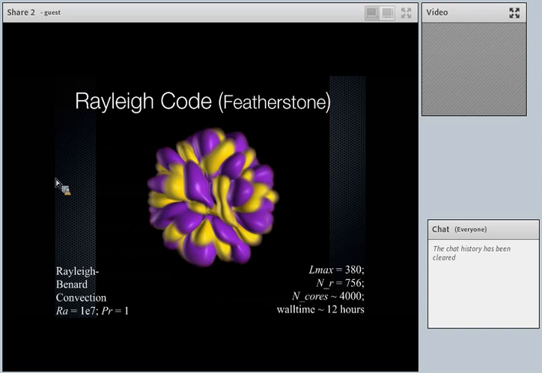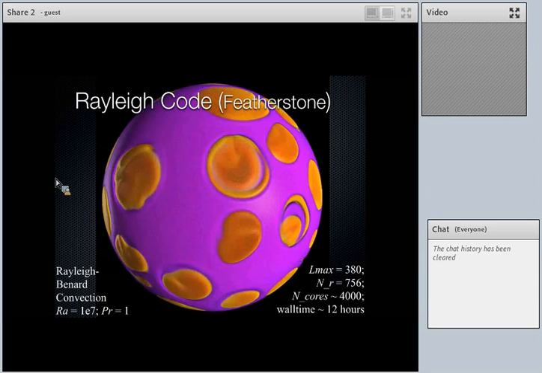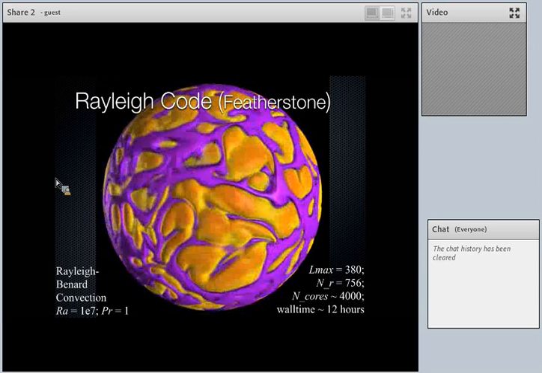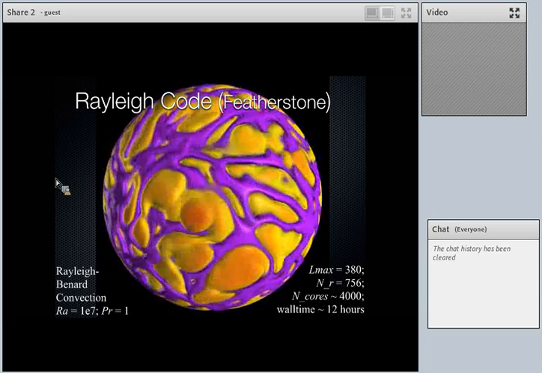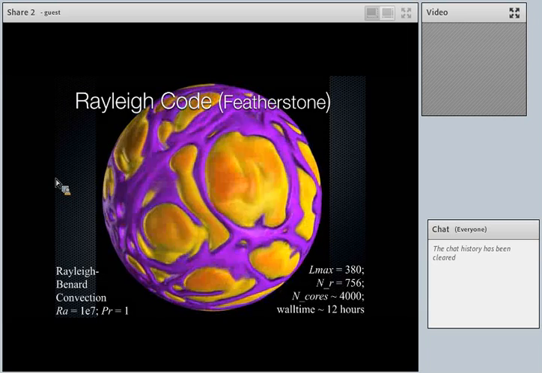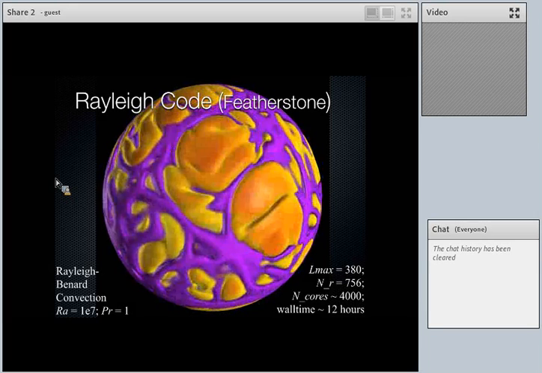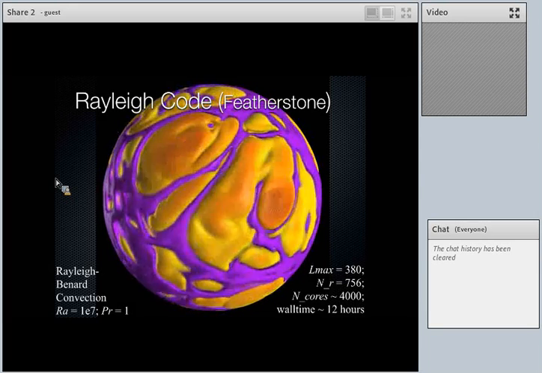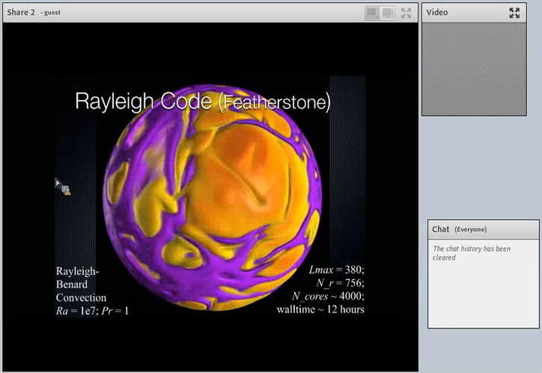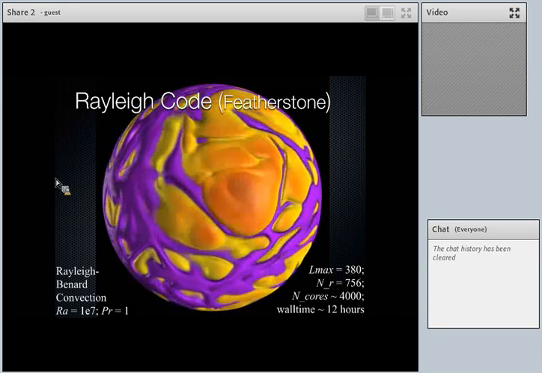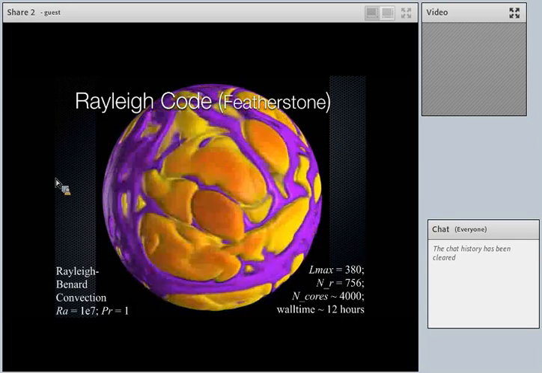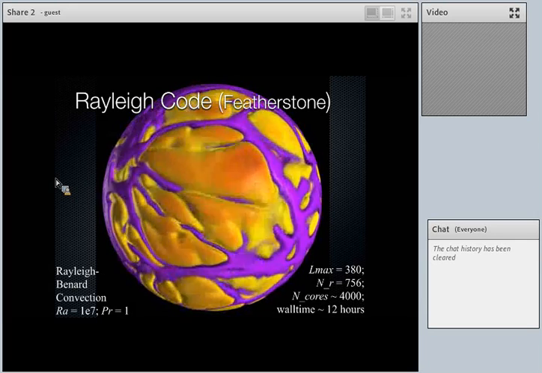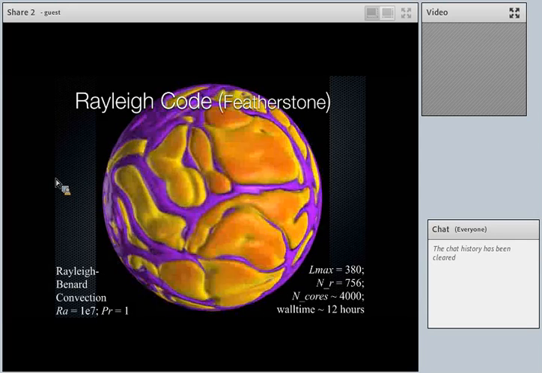Roughly 4,000 cores were used to solve this problem, and it ran for about 12 hours. And so that shows the transient where warm fluid erupts effectively off the inner spherical boundary and heads out to the outer boundary, and then spreads out, cools off, and heads back into the interior. So that looks rather interesting.